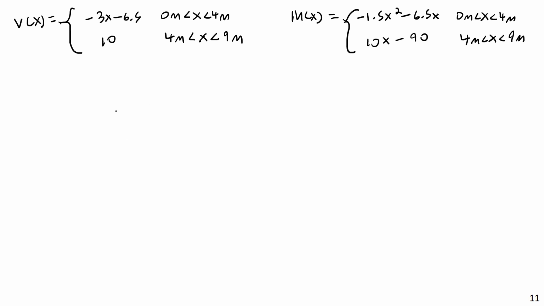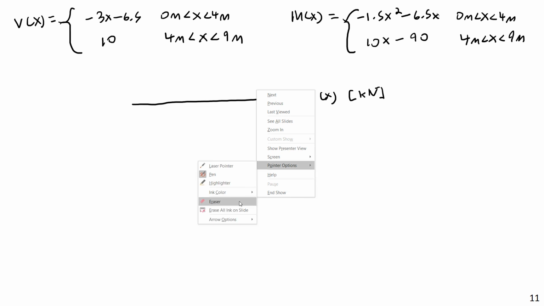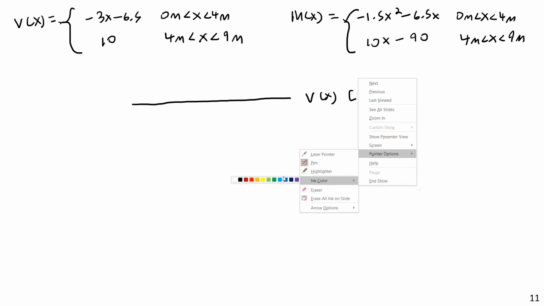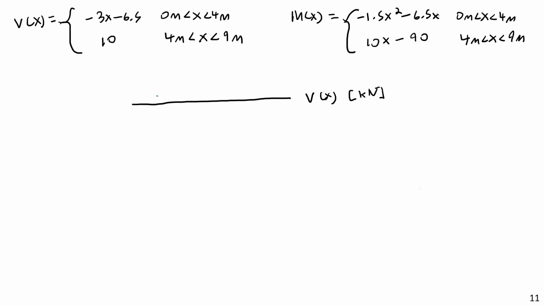So these are my shear and moment functions. Then my V and M diagrams are really nothing more than just plotting these. V is a function of x, and this is in kilonewtons for this example. The initial value is going to be negative 6.5, and I'm going to want to plot both of these between 0 and 4 meters and 4 and 9 meters. So I'm going to go ahead and, usually when I draw these, they're not super precise.